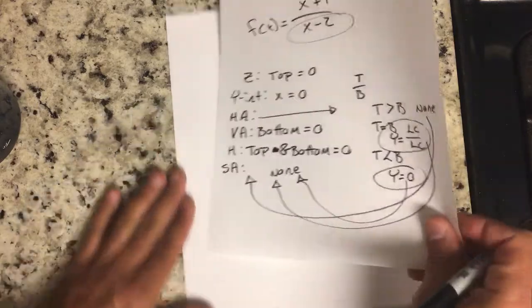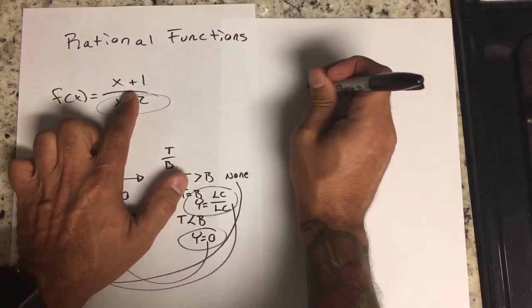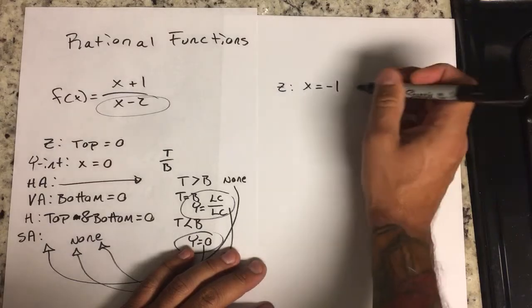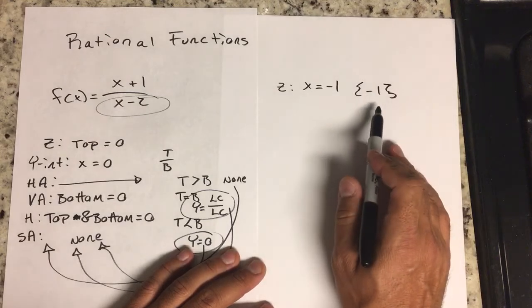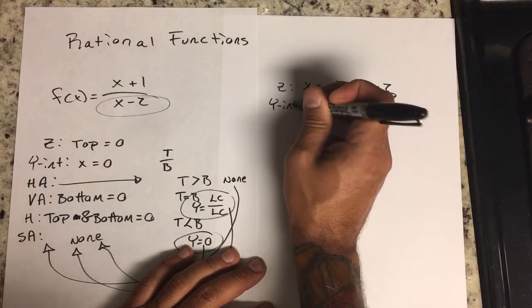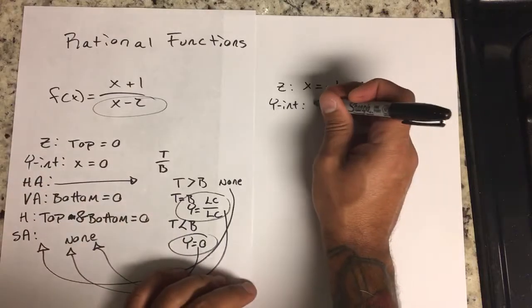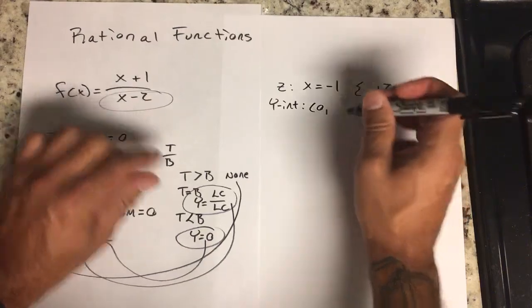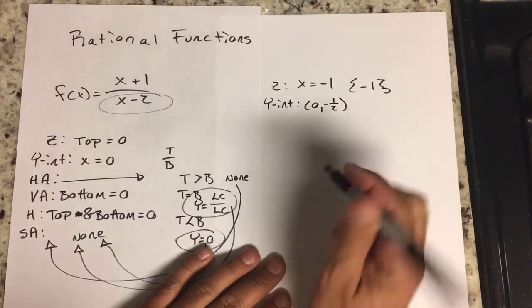So let's do this example right here. So what makes the top equal to 0? X equals -1. That's my 0. Zeros we put in roster notation because they're actually roots. Y-intercept. The y-intercept is what when x equals 0. So if I plug in a 0 here, I get 1 over -2, which is -1/2. And I'm going to put that as a point.